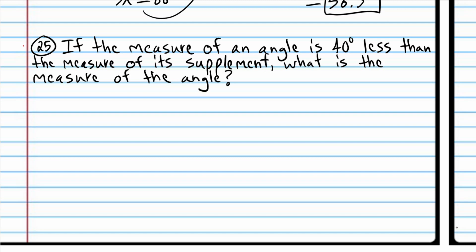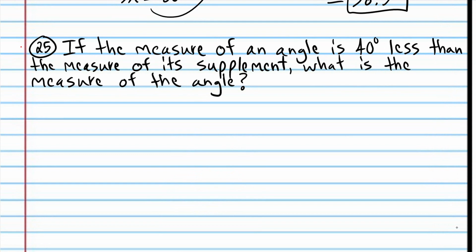So let's say you have an angle that is 20 degrees. The supplement of that angle would be a 160 degree angle, because they add up to 180. Remember, supplementary angles are angles that add up to 180. Now, if you have an angle that is 40 degrees, for example, the complement would be 50 degrees, because now they're complementary angles. So that's what it means to be a supplement or a complement.